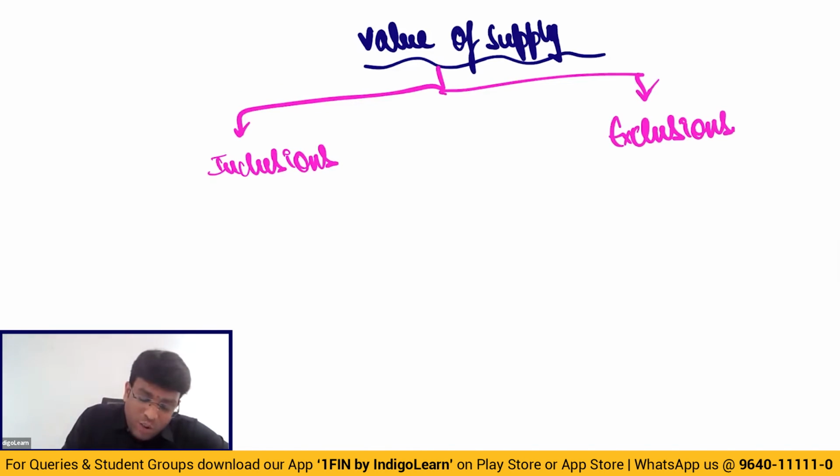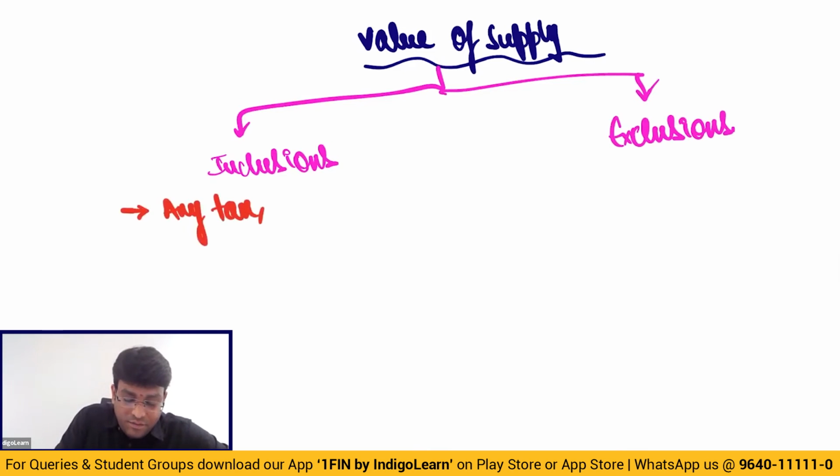Clear, friends? And inclusions, there are only 5 points. Number 1, any tax, duty, cess, fee.